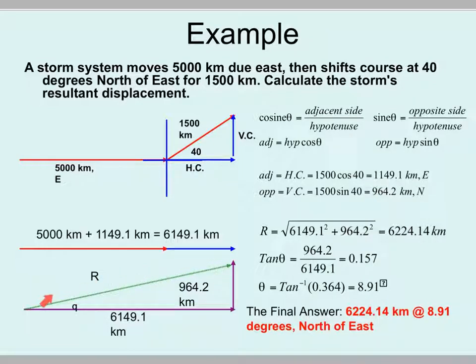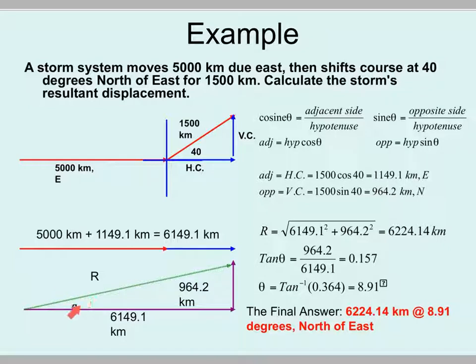We draw this across, and now we need to solve for our resultant. We're going to do this just like we did on our previous problems. Our resultant will equal the square root of a squared plus b squared. So we plug that in, and we get our resultant as being 6,224.14 kilometers. We need to find our angle.